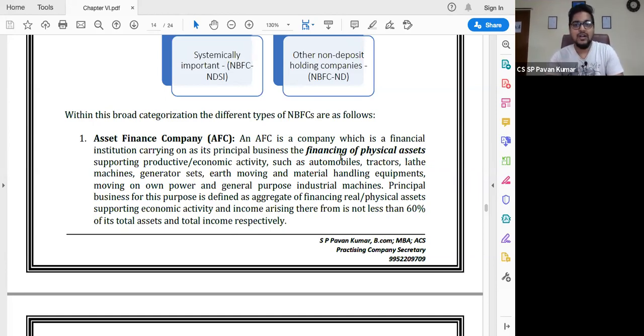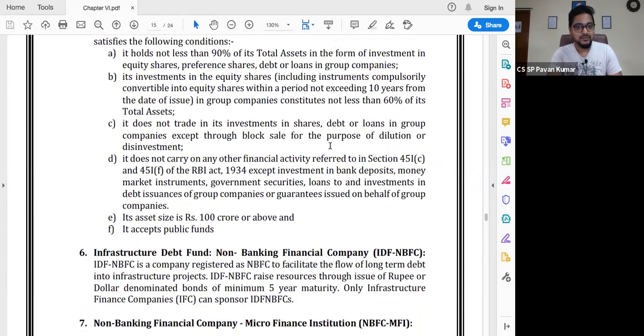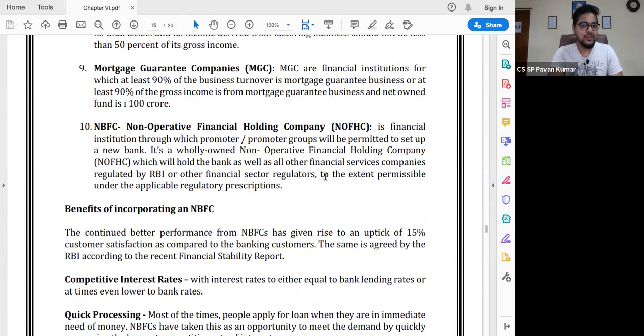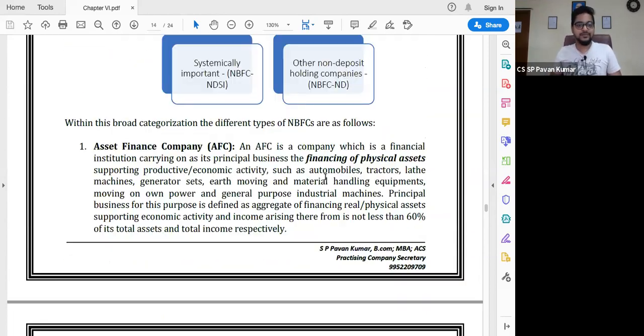Based on the type of activities that these NBFC companies perform, the NBFCs are classified into different types. There are 10 different types of NBFCs based on the nature of activity that they do. So what are these 10 different types of NBFCs?